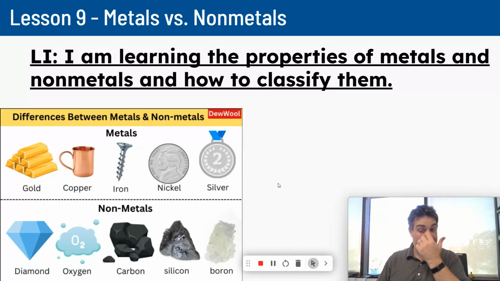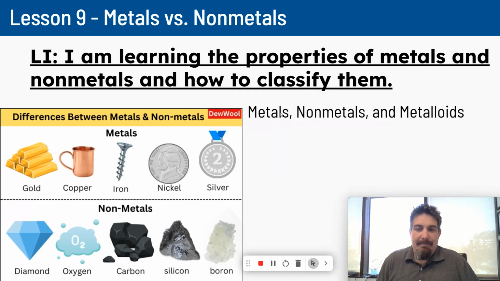All right, welcome to lesson 9, metals versus nonmetals. And here we are going to be learning the properties of metals and nonmetals and how to classify them. Now we're going to introduce these properties in our lab. And here we're seeing some metals: gold, copper, iron, nickel, silver, and some nonmetals: diamonds, oxygen, carbon, silicon, boron.